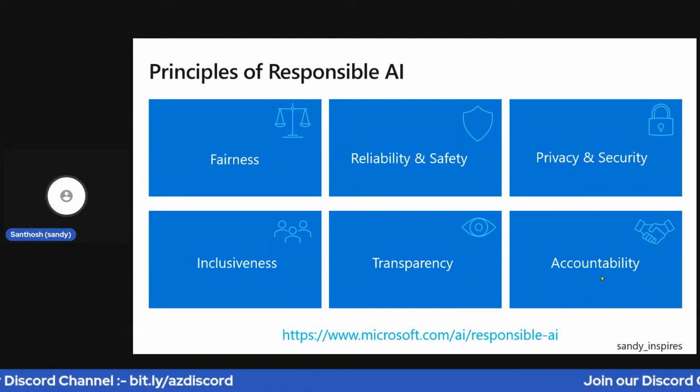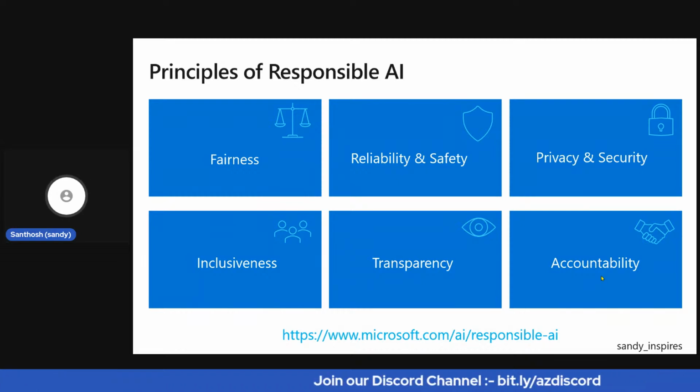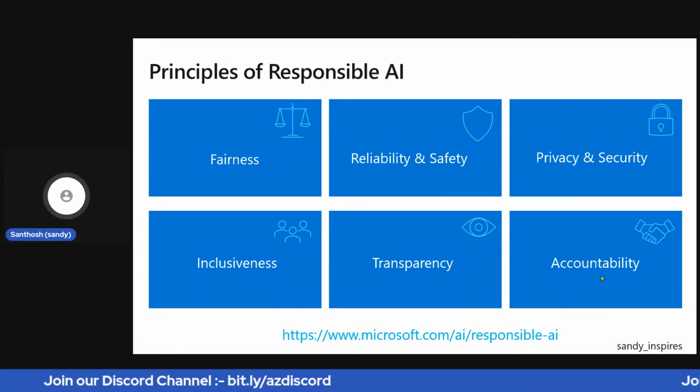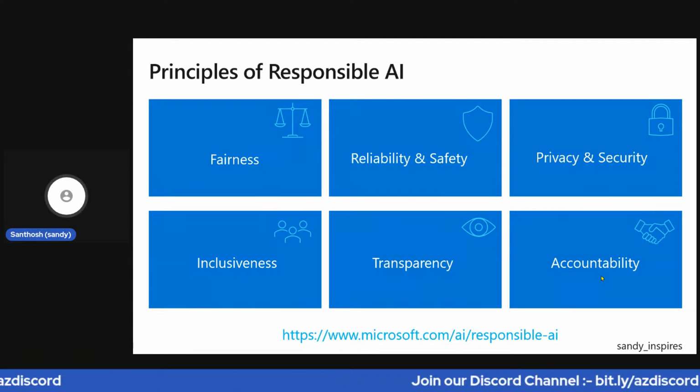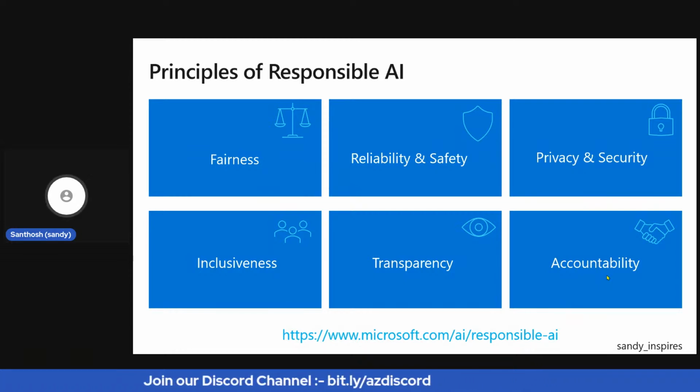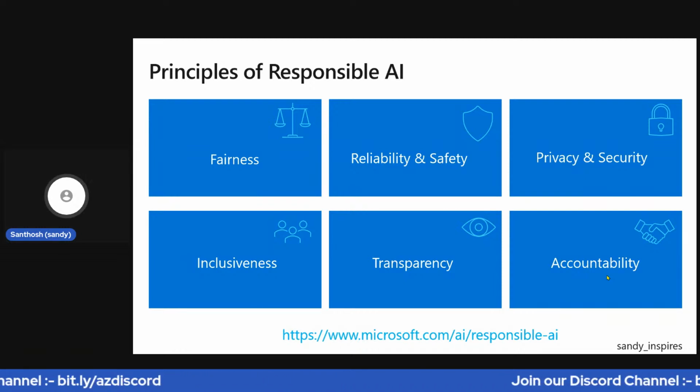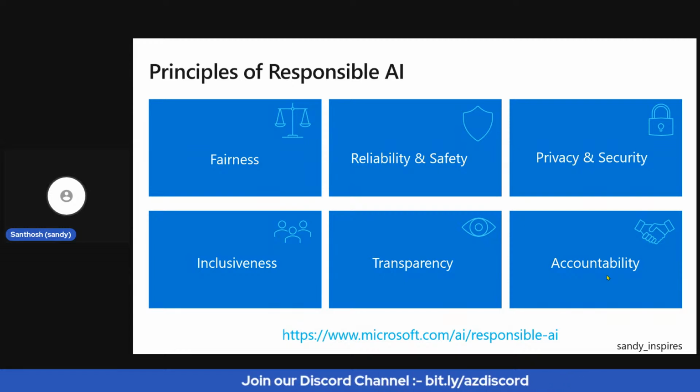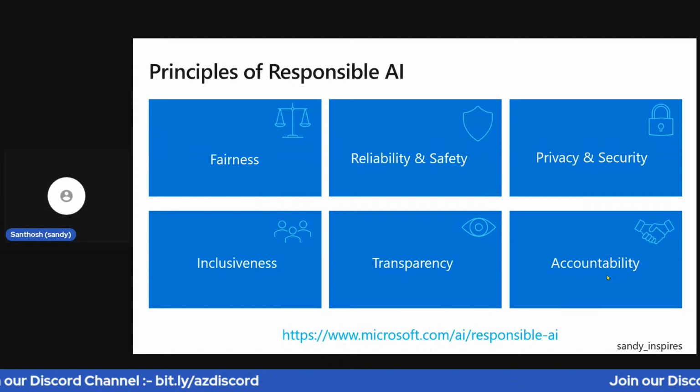There shouldn't be any bias when you're trying to build a machine learning model. These are too many details about building models, but at least just know that these are there, and you should have some knowledge of these principles before starting out or building any machine learning model. So reliability and safety, we have talked about that. Privacy and security, I don't have to talk about that. Everybody knows what privacy and security are, and how much data you are giving out for the service you are getting. Inclusiveness is again another huge topic to talk about.